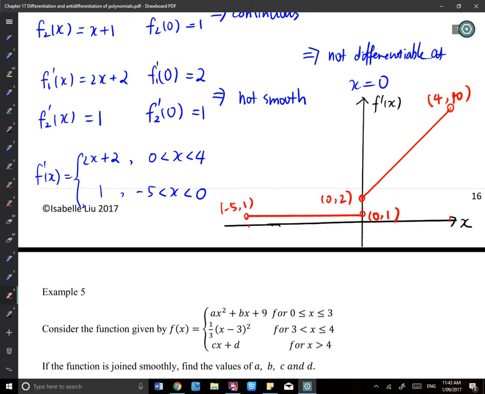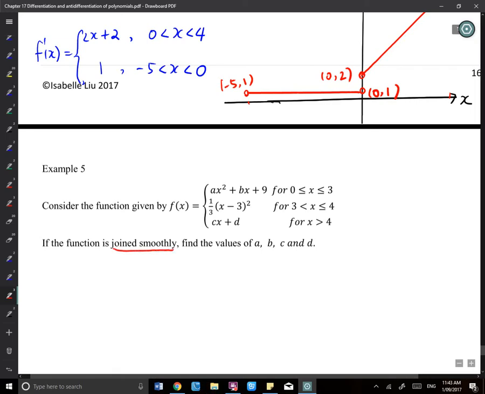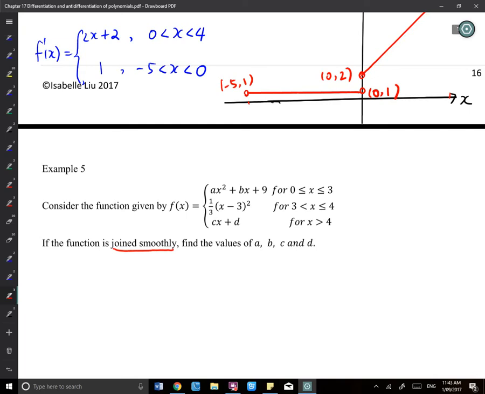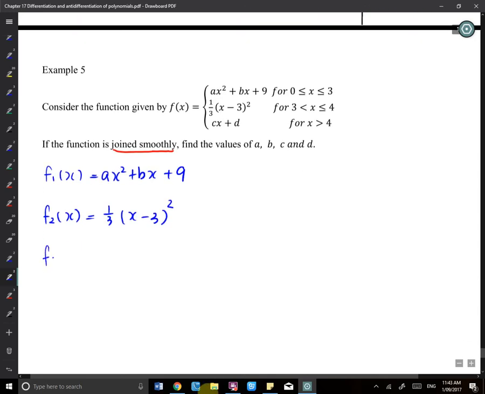Alright, have a look at example 5. This one is a complex question because you have 3 functions connected here: f1(x), f2(x), and f3(x). But you know that it's joined smoothly at all of these points. For the first one, f1(x) is ax squared plus bx plus 9. f2(x) equals a third times (x minus 3) squared. And f3(x) equals cx plus d.